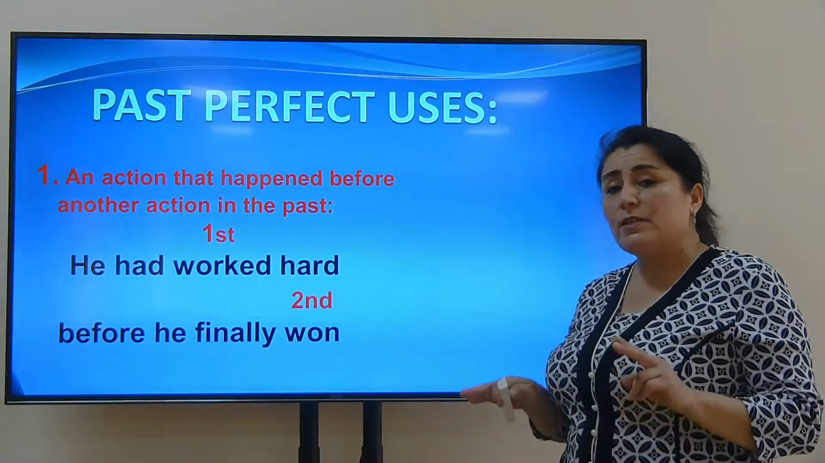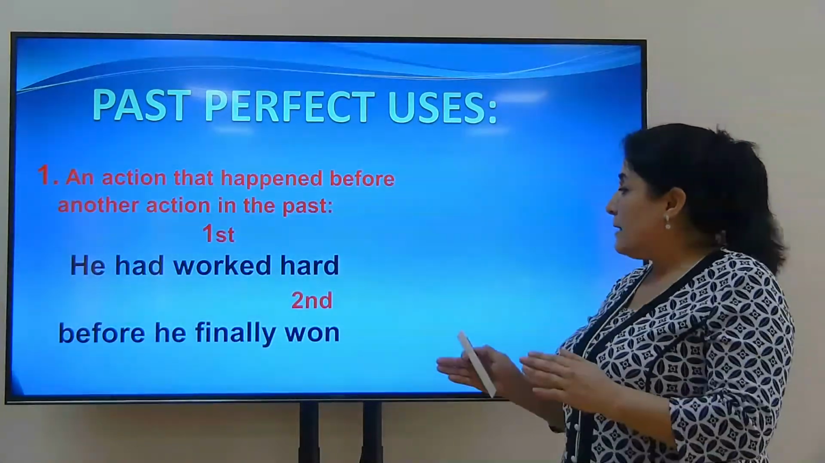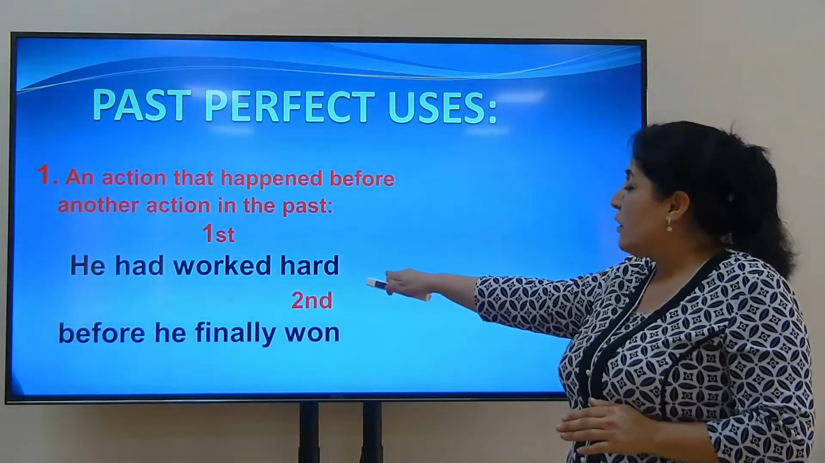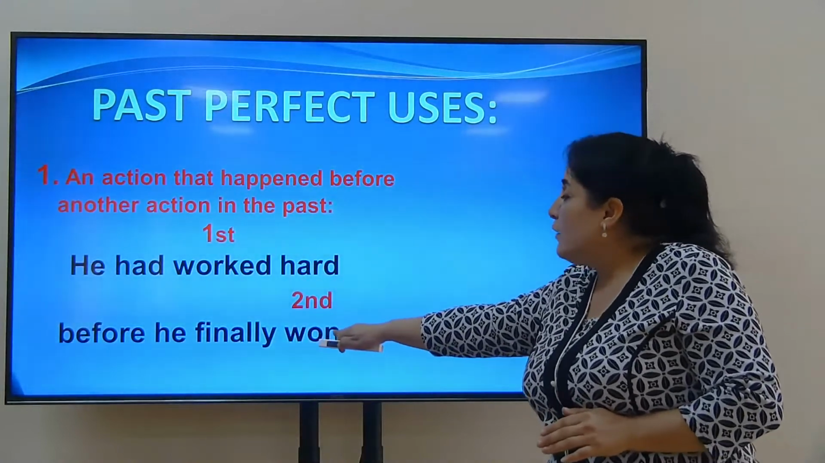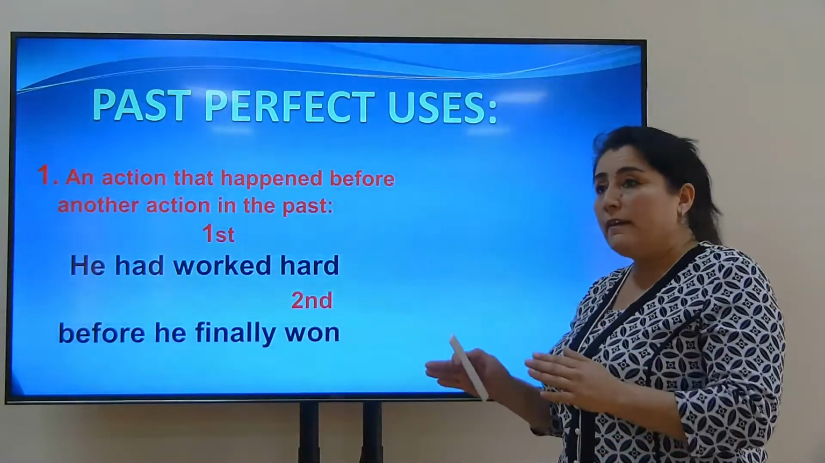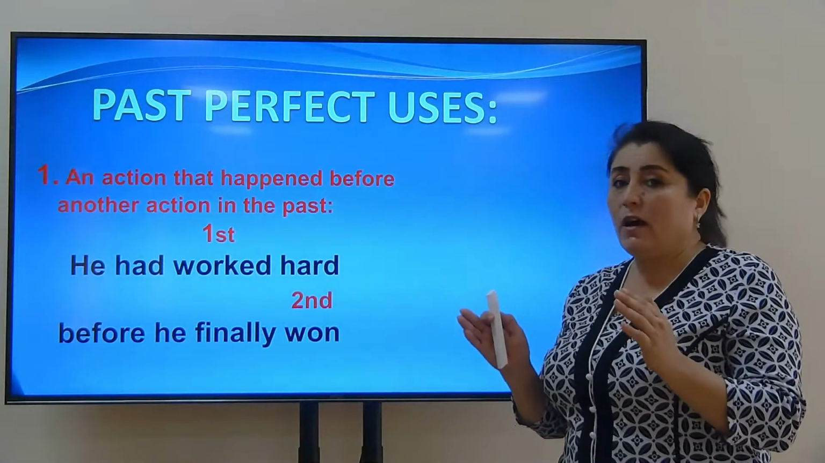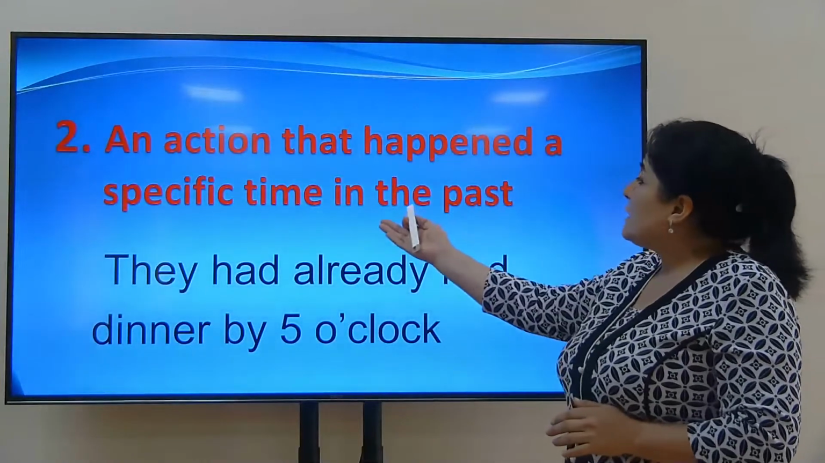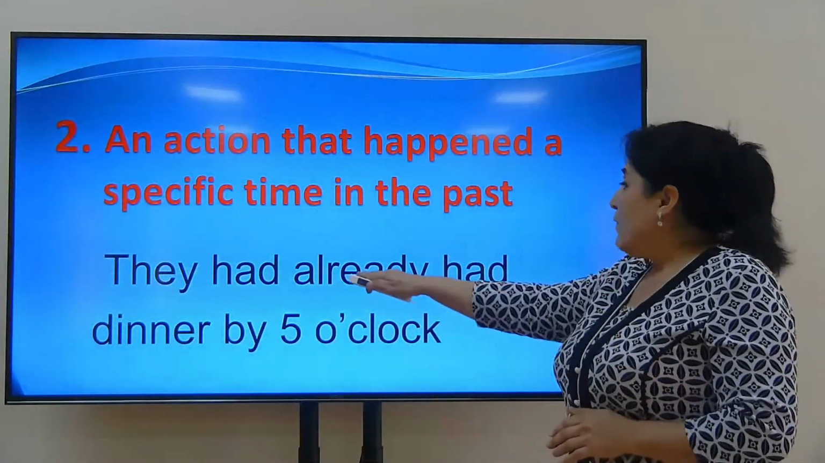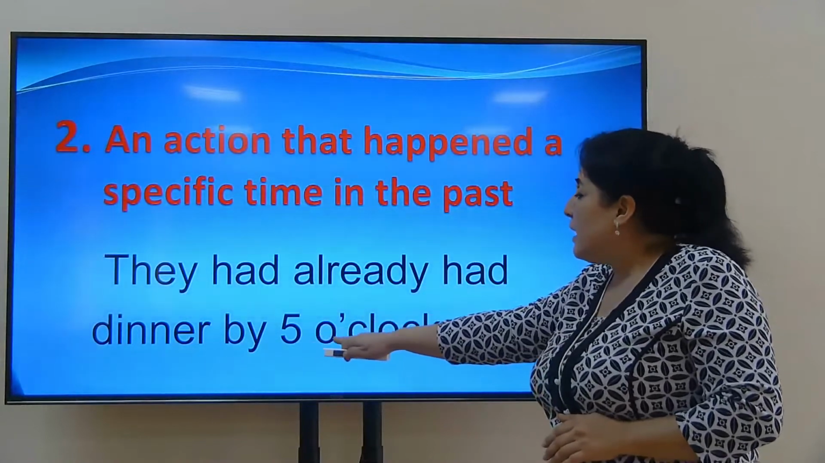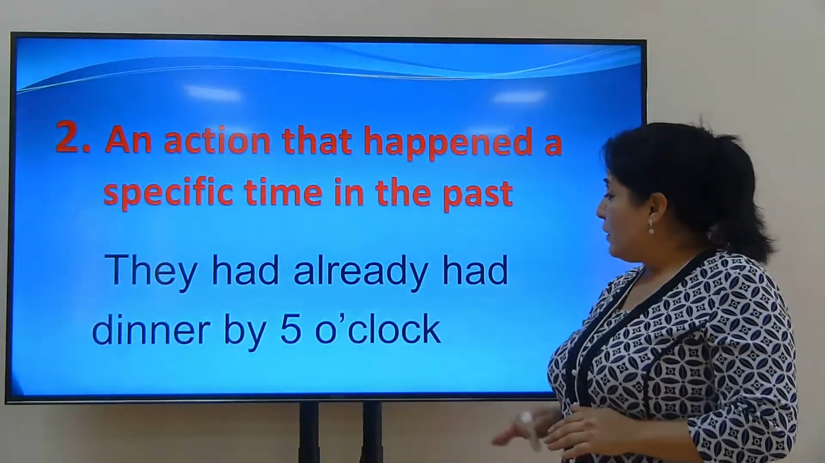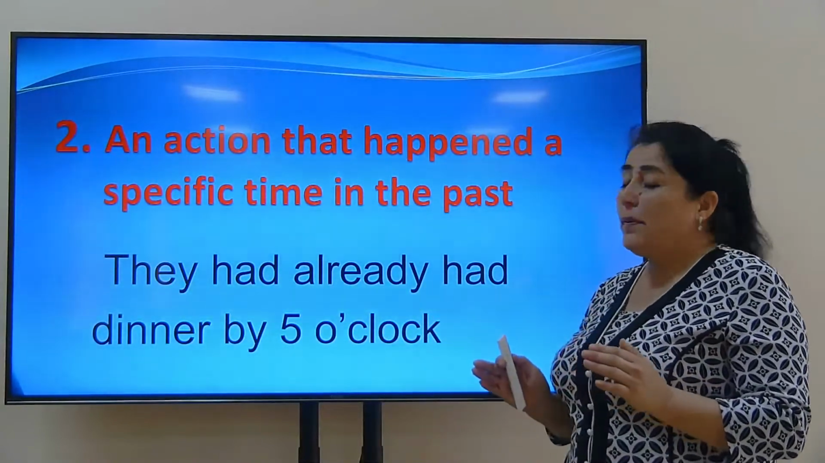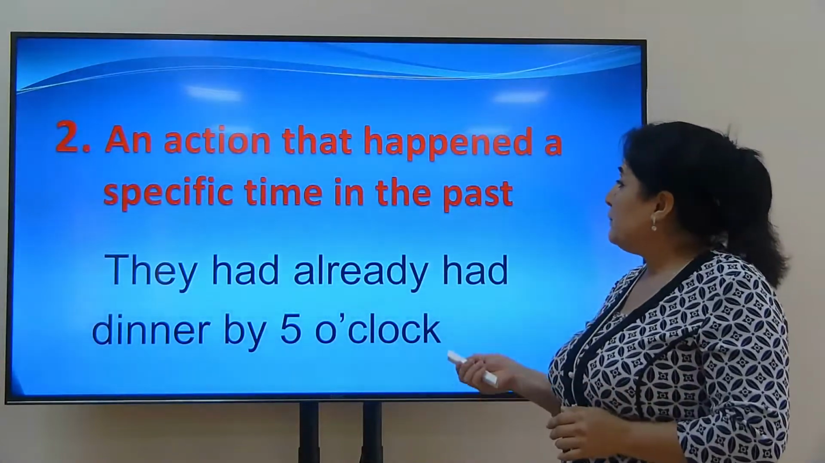In this example, there are 2 actions. One of them is work. That's why we use work in the past perfect tense. He had worked hard before he finally won. When he won, by then he had worked hard. Second, an action that happened by a specific time in the past. For example, they had already had dinner by 5 o'clock. 5 o'clock is a specific time in the past. So the action had happened by this time.